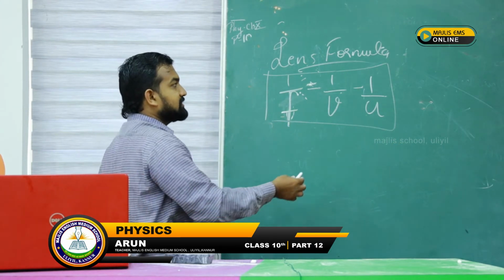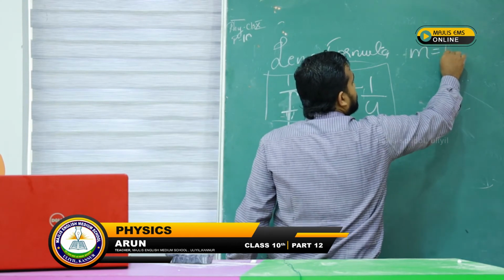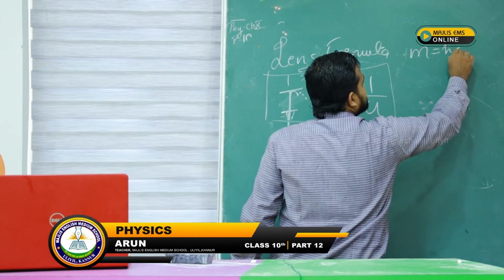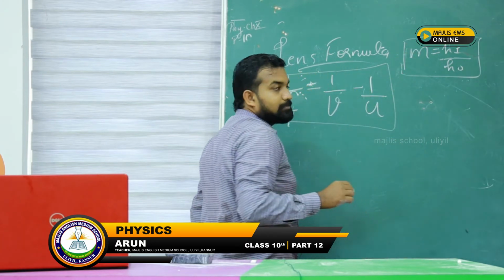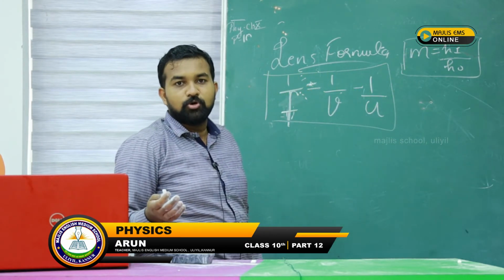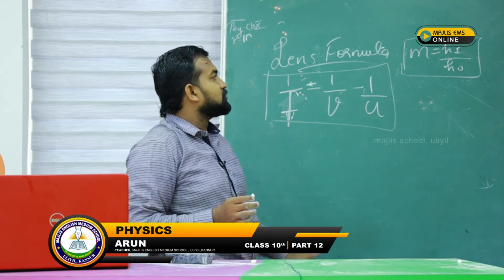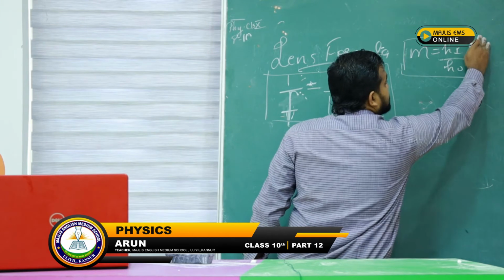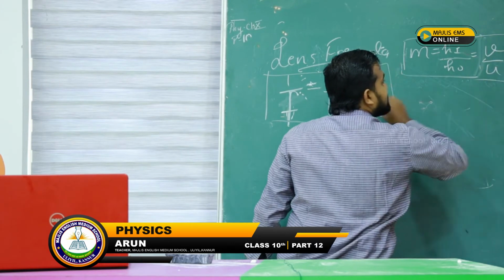And magnification, as we have studied before, magnification m is equal to height of the image by height of the object. That is the same thing here. What is magnification? It is the relationship between height of the image and height of the object. So hi by ho is the same over here. But one more thing, it is v by u. Before it was minus v by u.